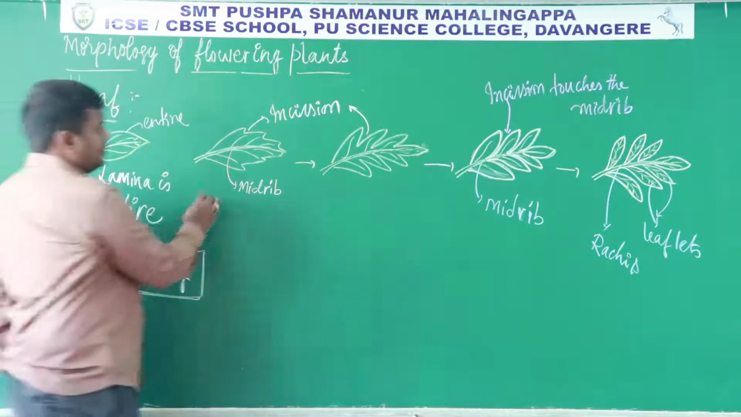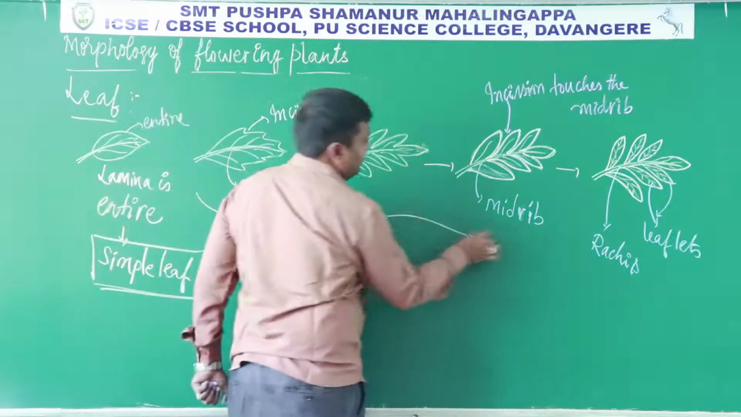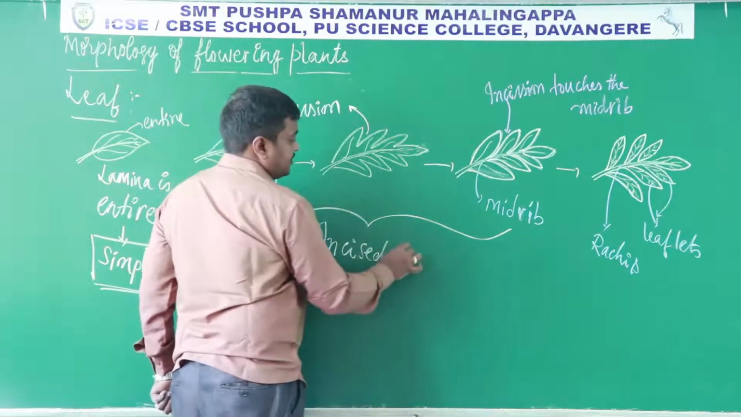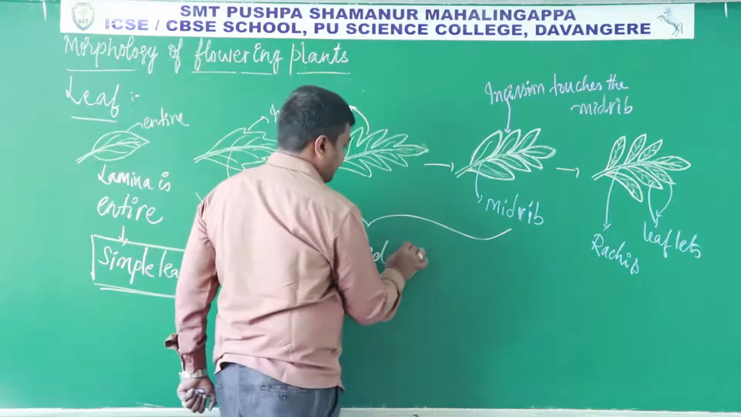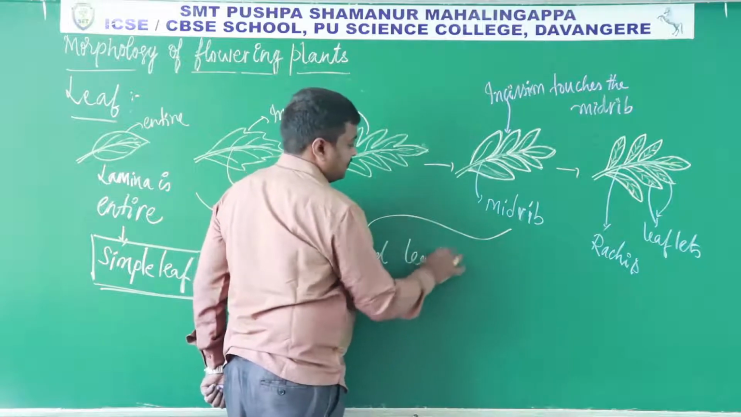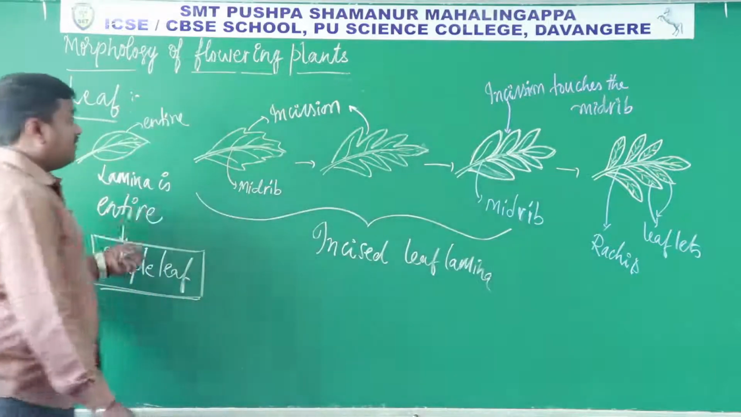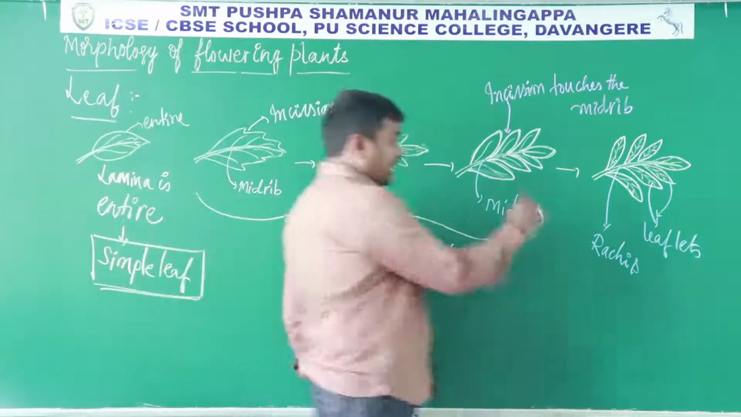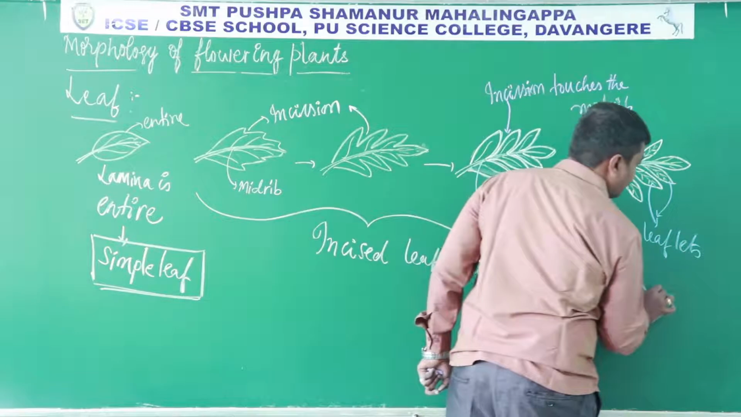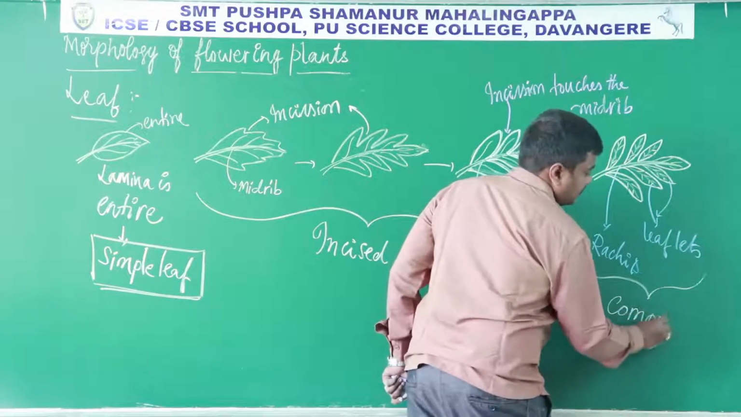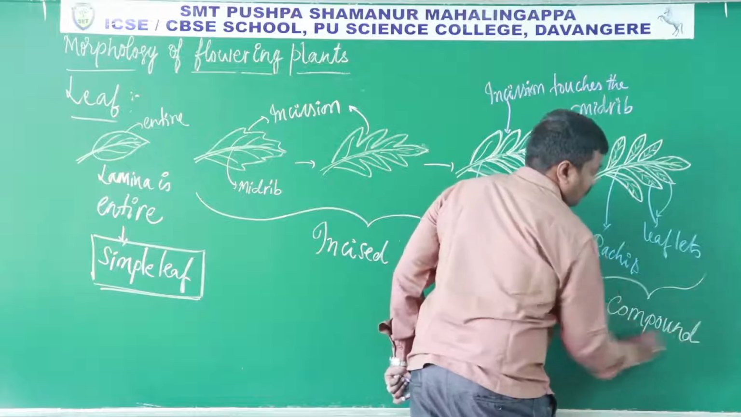Okay, so these are incised leaf. So these are incised blade, incised leaf lamina. So many plants have this kind of leaf, many plants have this kind of leaf, and this finally this one is called as compound leaf.